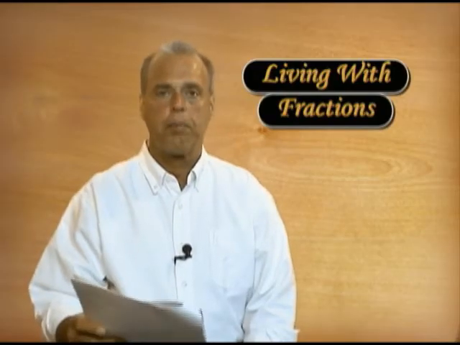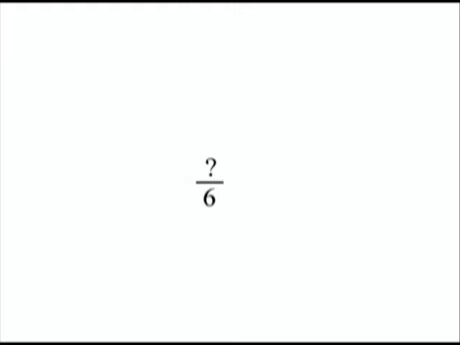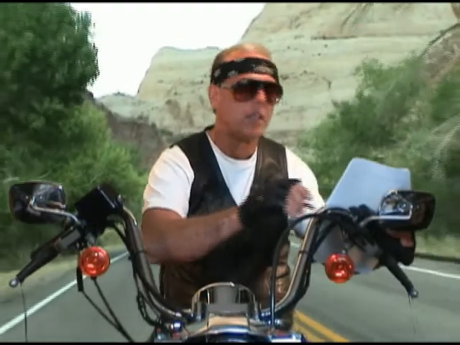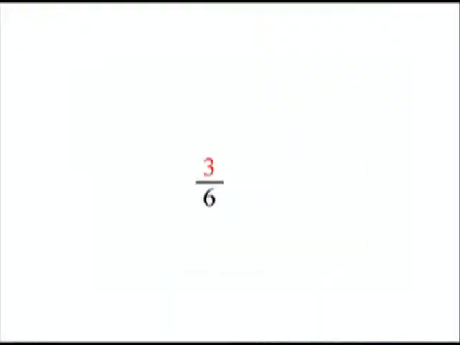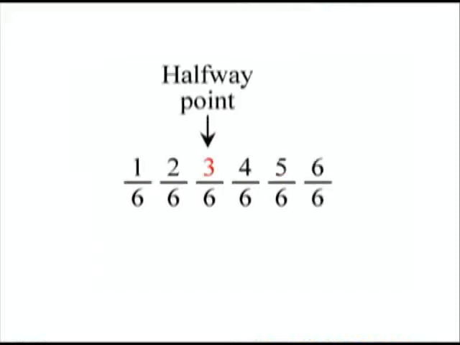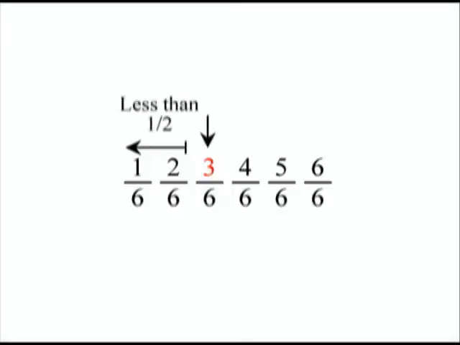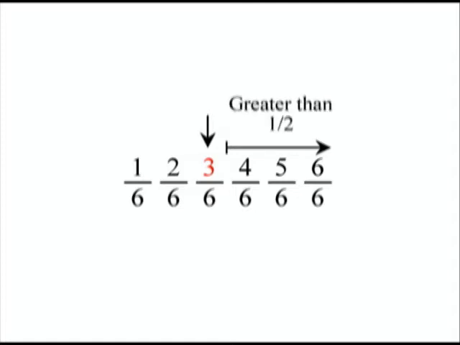Now what if our fractional parts were in sixths? Where would the midpoint be here? Well, half of 6 is 3, so the midpoint is 3/6. That's right. And again, all of these fractional numbers are less than 1/2 because the tops of these fractions are less than 3. And all of these fractional numbers are greater than 1/2 because the tops of these fractions are greater than the midpoint 3.